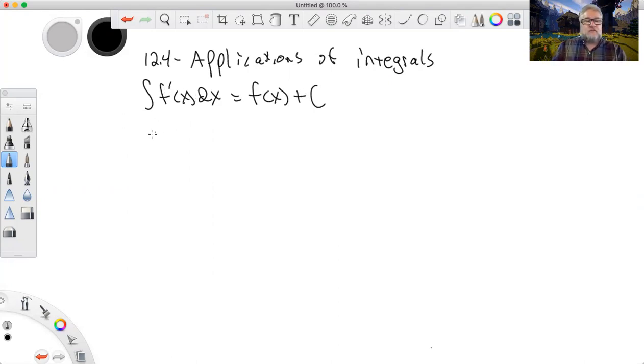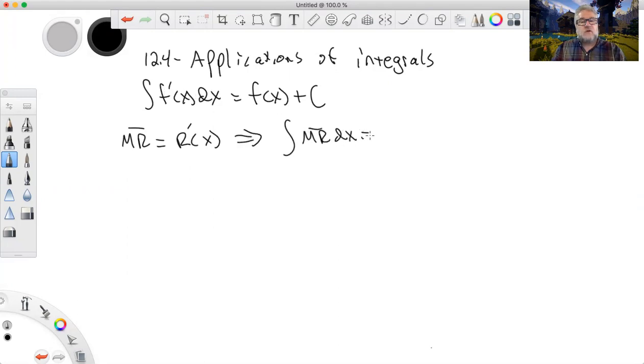And so if I have something like the marginal revenue, which, as you recall, is the derivative of the revenue function, if I take the integral of the marginal revenue, that will be the same as taking the integral of the derivative of the revenue function, which, as you see from up here, will give us the revenue function plus an integration constant.